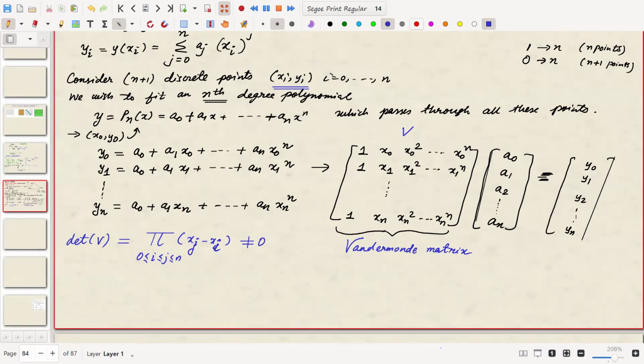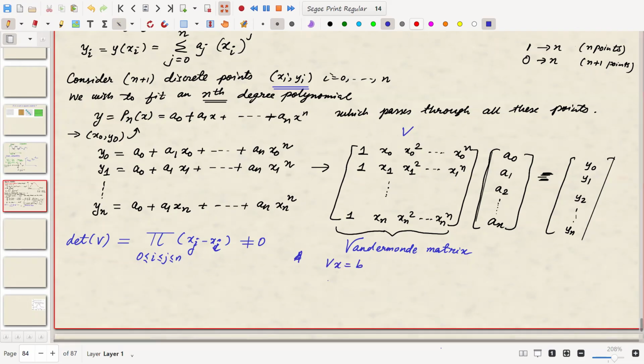Therefore, since the determinant of the matrix is not 0, that matrix is invertible. You can find the inverse of the matrix. One good way is, suppose you have Vx equals b, then you can find x as V inverse b. For that, V inverse should exist, and we just showed that it exists because the determinant is not 0.